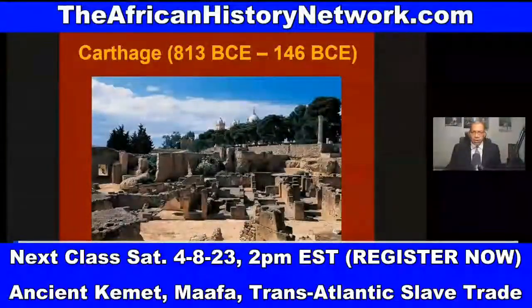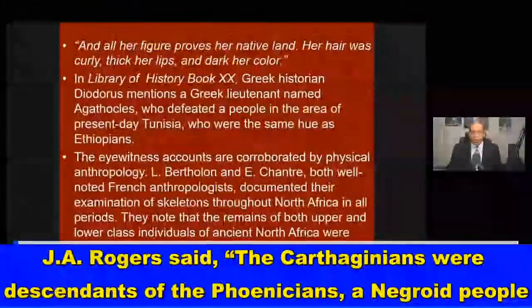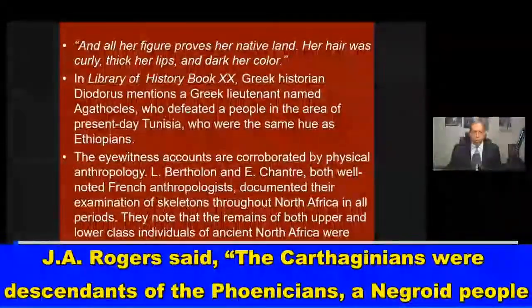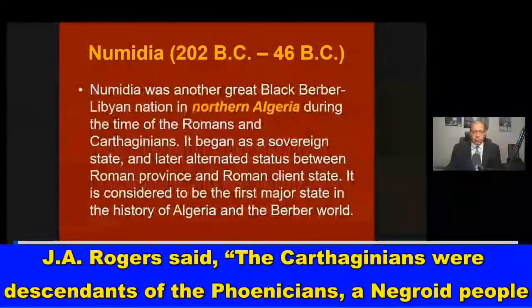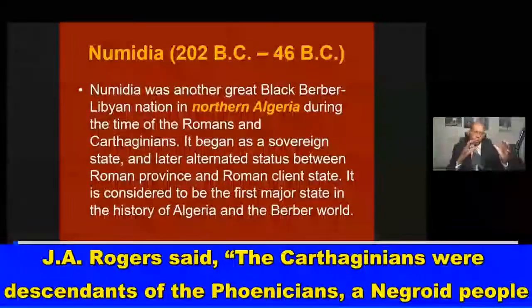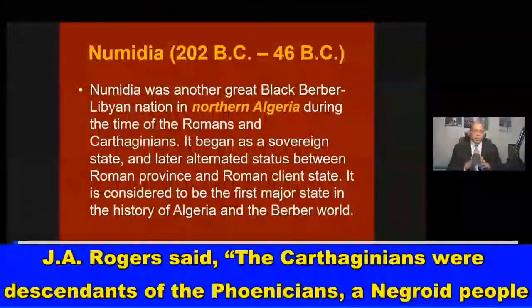Okay, so we have Carthage. Europeans try to claim Carthage for themselves also, and we deal with Carthage in the class. And the Punic Wars, we talk about Numidia also, which existed from about 202 BC to 46 BC, because we go through and look at different African civilizations. We'll look at a chronology of thousands of years of history.